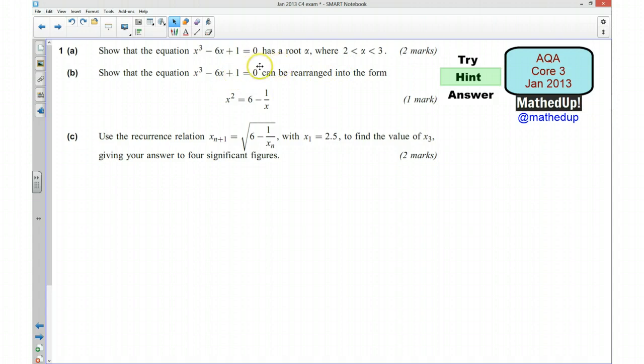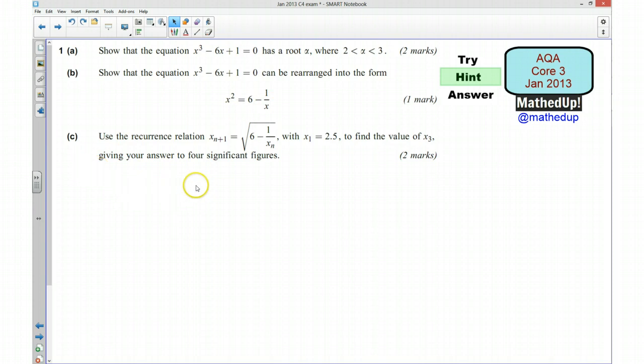and explain what that tells you. Okay, part B says show that this equation can be rearranged in this form here. So because we know that we're looking for a root between 2 and 3, we know that x isn't going to be 0, so we can divide through by x and rearrange it and make it look like that.